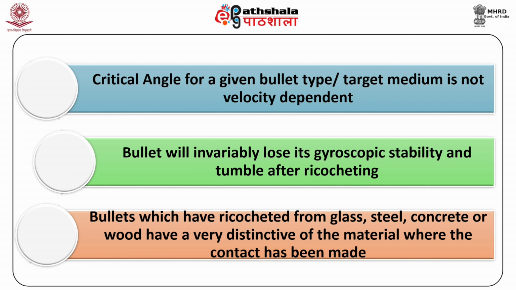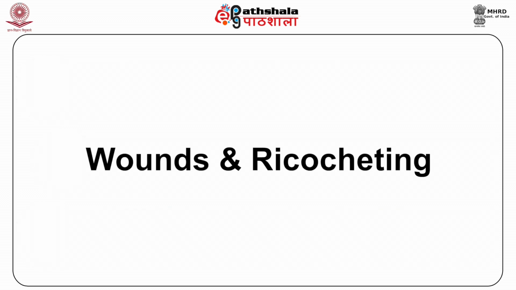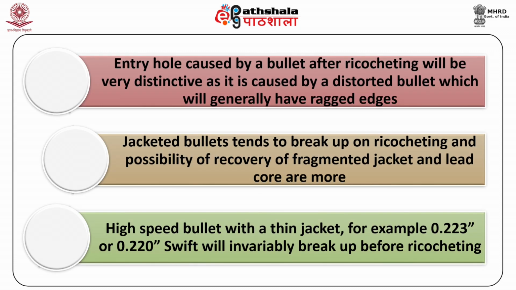This is not, however, the case with a bullet which has ricocheted from water. Even with hollow point bullets, it is difficult to differentiate between a bullet which has ricocheted from water and one which has not. Wounds and ricocheting. Wounds produced by bullets ricocheting from hard surfaces can be easily identified.